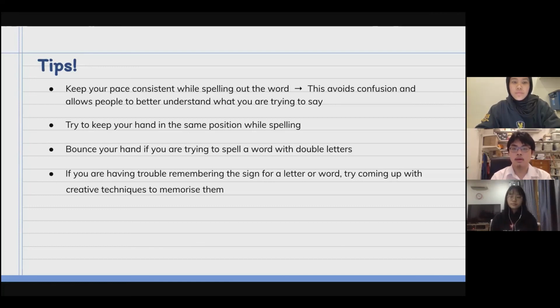Another thing you should be doing is keeping your hand in a constant position while spelling a word. Additionally, if there are repeating letters in a word you're trying to spell, like for example, in the word acceleration, at the beginning there are two C's, you should bounce your hand while spelling it out to indicate that the letter is repeating. So C and C. And finally, if you're having trouble remembering the sign for a letter or a word, you should try to come up with a creative hand gesture that will still get your message across.